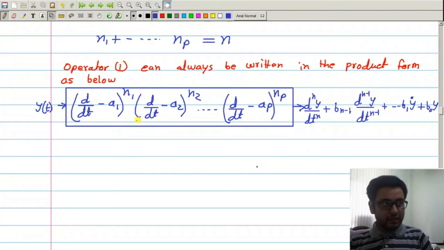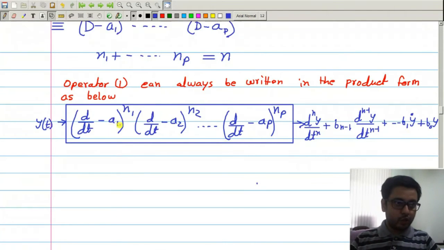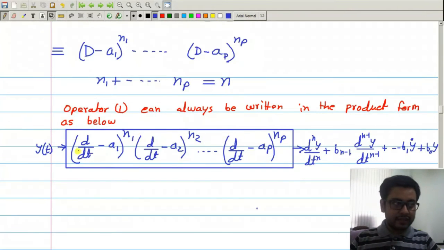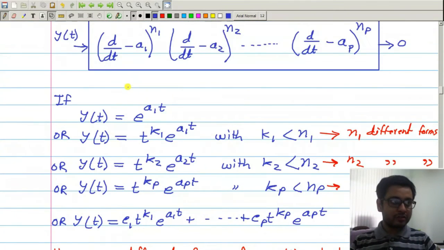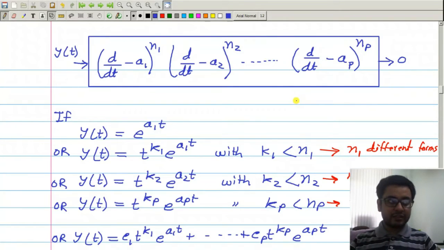And then let me go back to what we saw earlier, that this operator will have n number of different signals which gives 0. That is what we said before. This operator has n number of different signals on which this operator gives 0.